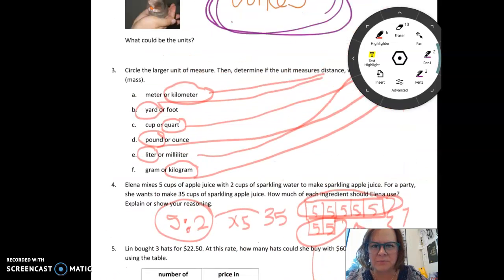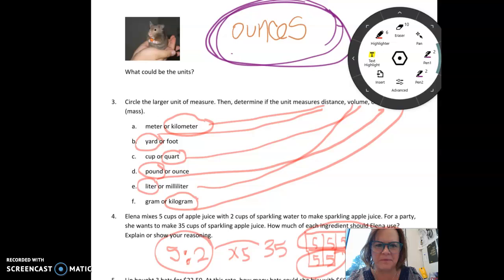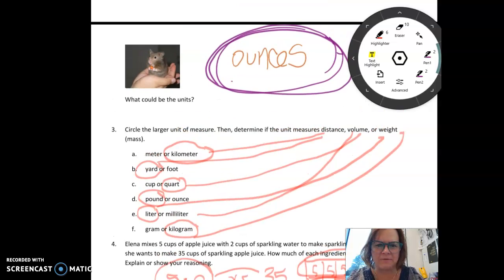All right, number 3, you had to circle the larger unit of measure and then determine if it's a unit that measures distance, volume, or weight. So I definitely want to talk about these really quickly. So first of all, a kilometer is bigger. A kilometer is 1,000 meters, so a kilometer is bigger and it measures distance.